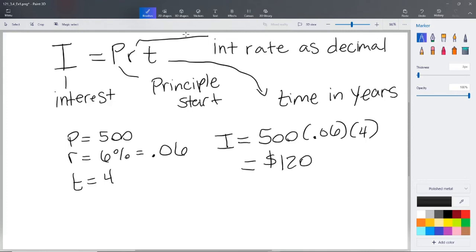Again, the key being identify the elements. This is an equation. Chapter 8 is very equation driven. What equation is going to be helpful? Here it's the simple interest equation. So identify the equation, put the elements in, calculate.